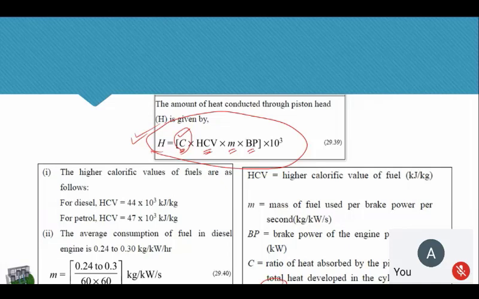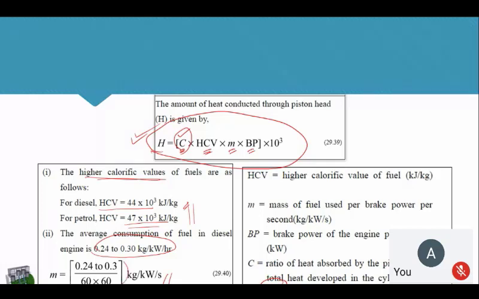HCV is nothing but the higher calorific value. For diesel, it can be taken as 44,000 kilojoule per kg. For petrol, it can be taken as 47,000 kilojoule per kg. So these are the HCVs. Then the average fuel consumption for a diesel engine is around 0.242 to 0.3 kg per kilowatt per hour. So this kg per kilowatt per hour is converted into per second. That is why this particular value is divided by 60 by 60.